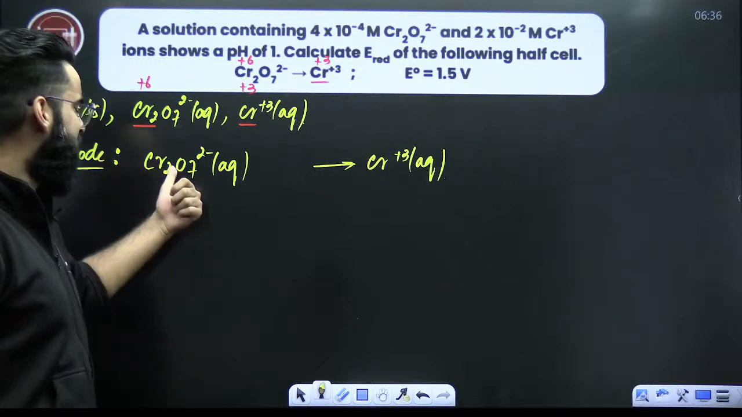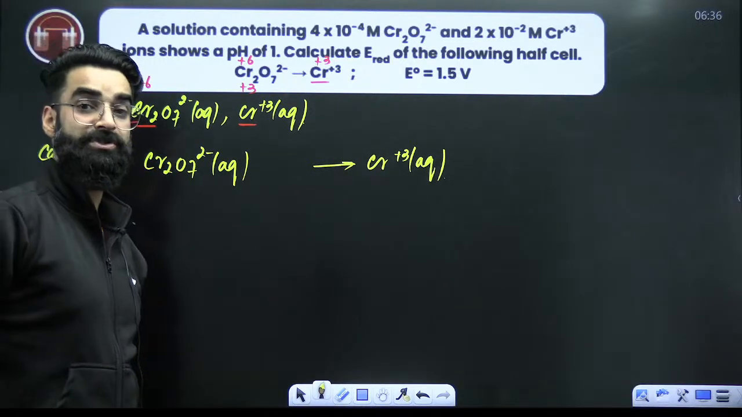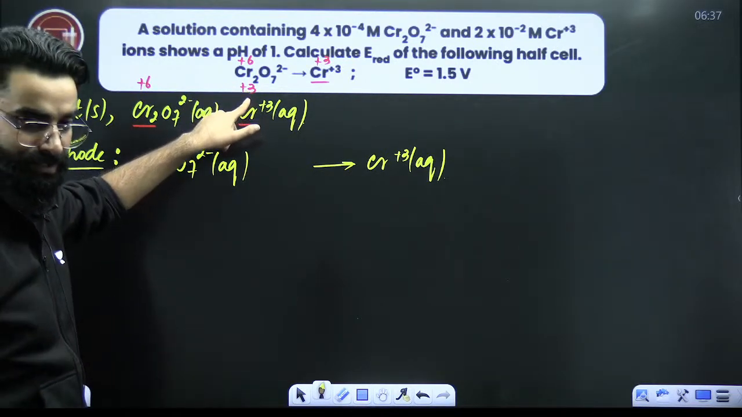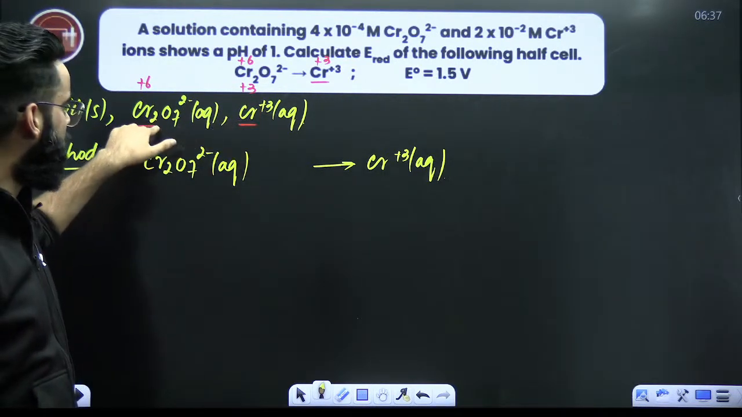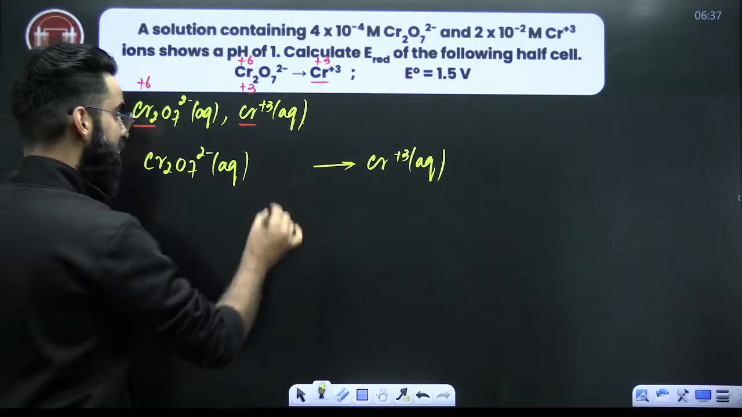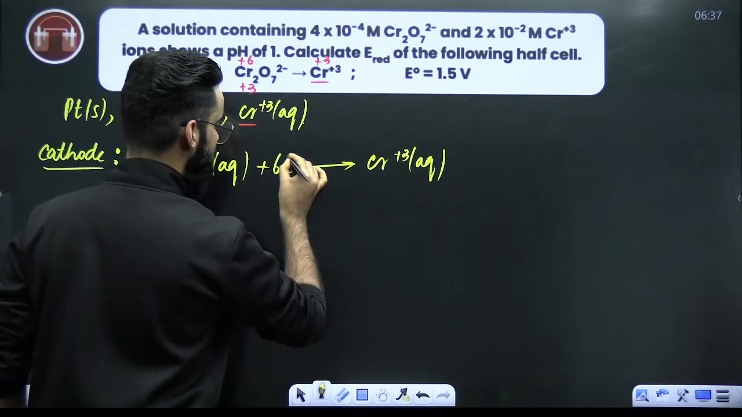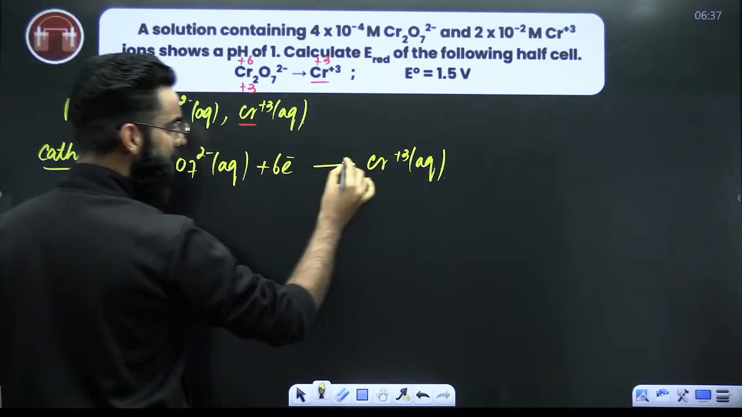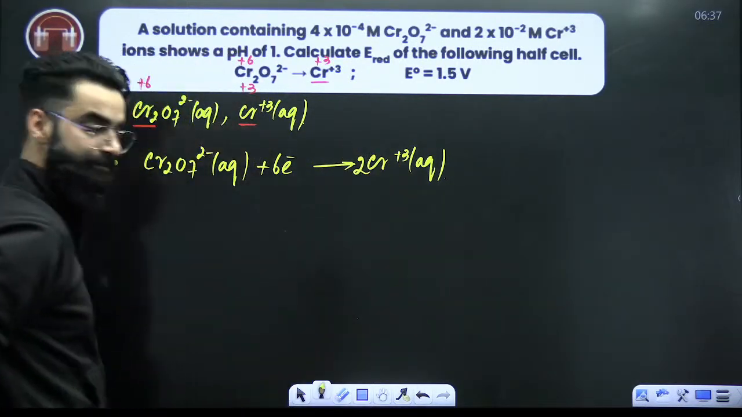+6 to +3, decrease. Decrease means gain of electrons. Now, when Cr2O7 dinegative gets converted into Cr tripositive, how many electrons are gained? +6 to +3, change is 3. 3 is the change for one atom, but I have 2 atoms of chromium, so 3 twos are 6. I'll say 6 electrons are being gained here, right? And then it gets converted into Cr tripositive. Make sure this is 2 Cr, so it has to be 2 times Cr this side as well.